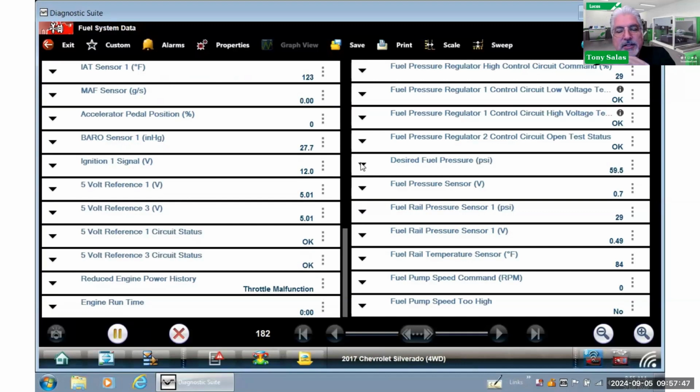Every battery's being tested. And let me tell you, you can sell a lot of batteries too, because you'd be surprised how many were bad. I've talked about this before. So when you look at your scan data, you also want to verify battery voltage.